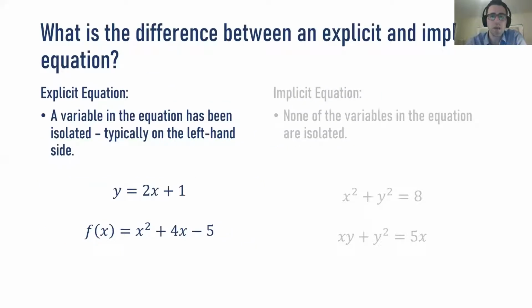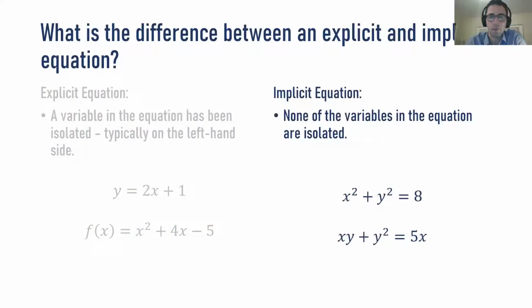So what is the difference between an explicit and an implicit equation? On the left-hand side of the screen, an explicit equation is one where a variable in the equation has been isolated, and it's typically on the left-hand side. So since Algebra 1 or Algebra 2, you've been seeing equations like these. These are considered explicit equations. y is explicitly defined as 2x plus 1. f of x is explicitly defined as x squared plus 4x minus 5.